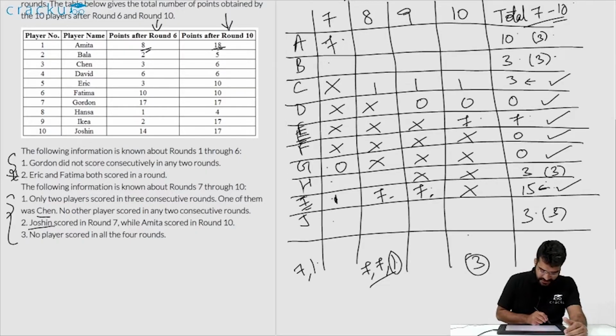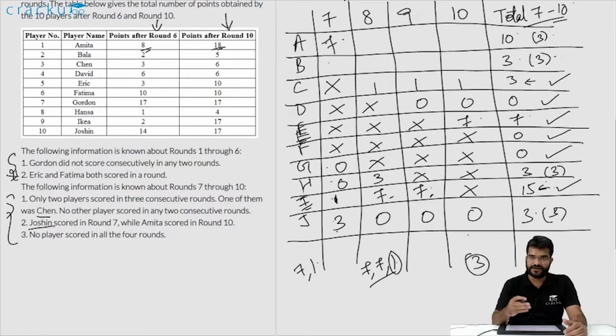It is told that Joshin scored in round 7. So this 3 is from Joshin. Now once we know that Joshin scored in round 7, we can identify that Hansa scored 3 in round 8 because she has participated only in round 7 and round 8. Now once we know that, let us again fill up all the other tables.